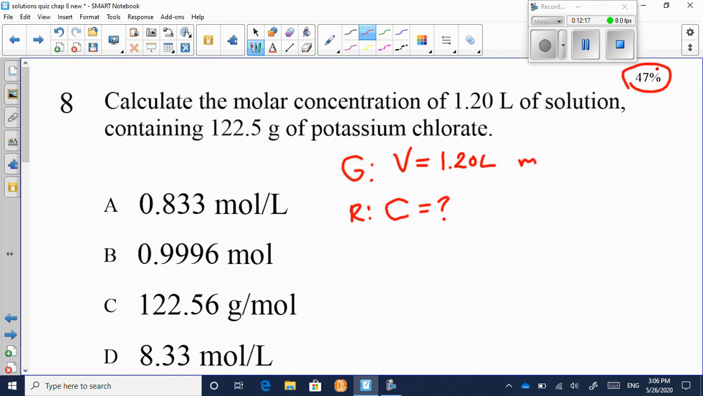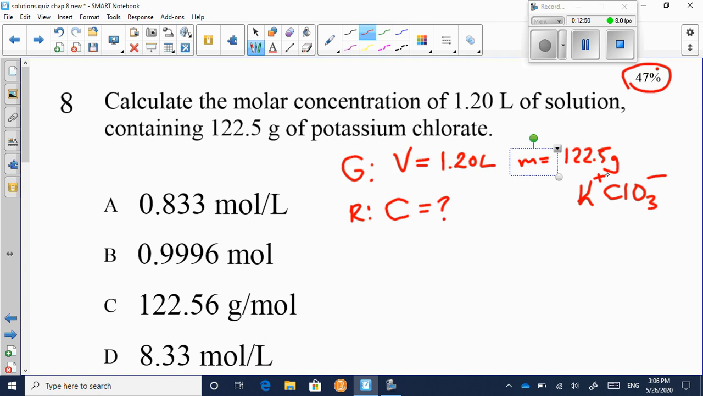So the mass is 122.5 grams of potassium chlorate. Okay, well, that's K for potassium, and then chlorate is ClO3. I'll double check, I flip my periodic table over, and ClO3 is a -1 charge, and potassium is a +1 charge, so I don't need any subscripts.